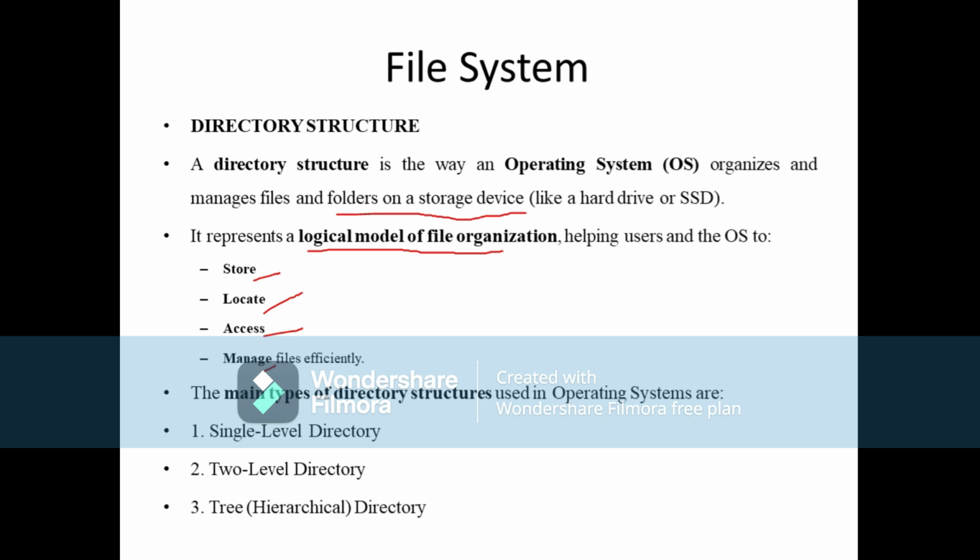The main types of directory structures that I am going to discuss in my video are single level directory, two level directory and tree, also known as hierarchical directory structure.